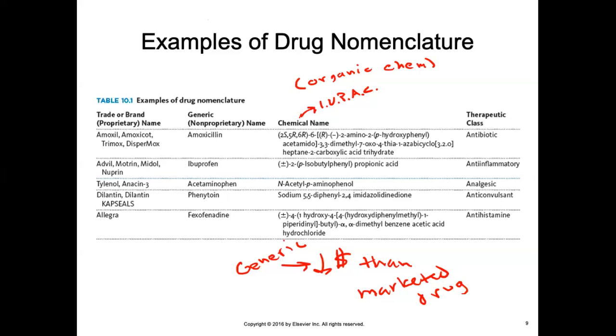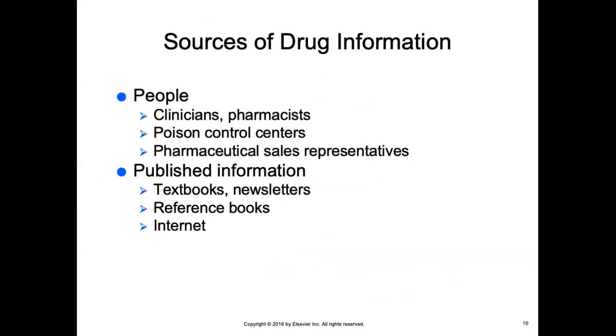Sources of drug information. Well, there's quite a few. There's your clinician, your doctor, your pharmacist. There's poison control center. There's your sales rep at the pharmacy. And of course, there's the internet for other sources of information. Textbooks, reference books as well. Get information about it.